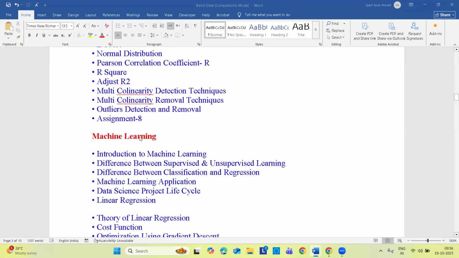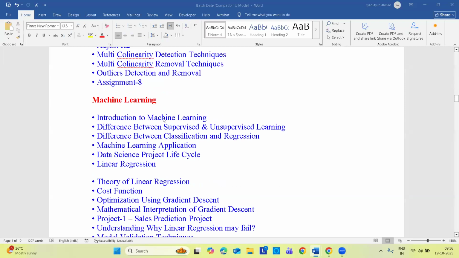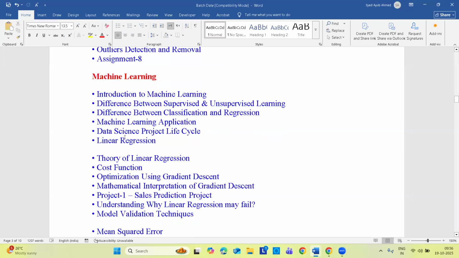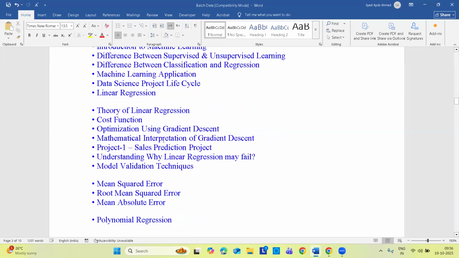After this, we'll be moving to machine learning. Like what is machine learning, difference between supervised and unsupervised learning, different applications of machine learning. And then I'll give you the algorithm part. First algorithm is linear regression, linearity in your data. Then theory of linear regression, we'll see some functions, cost functions, and some projects are assigned.